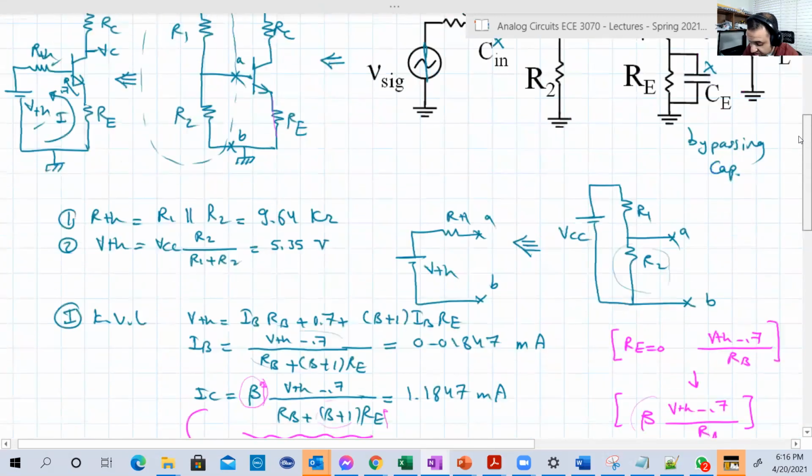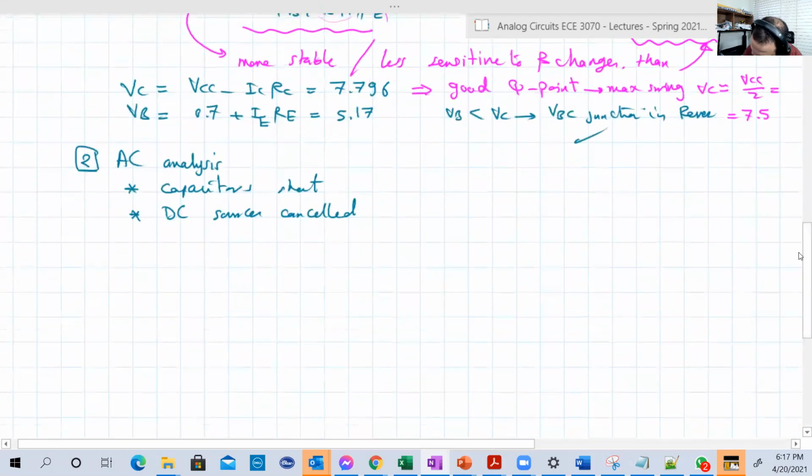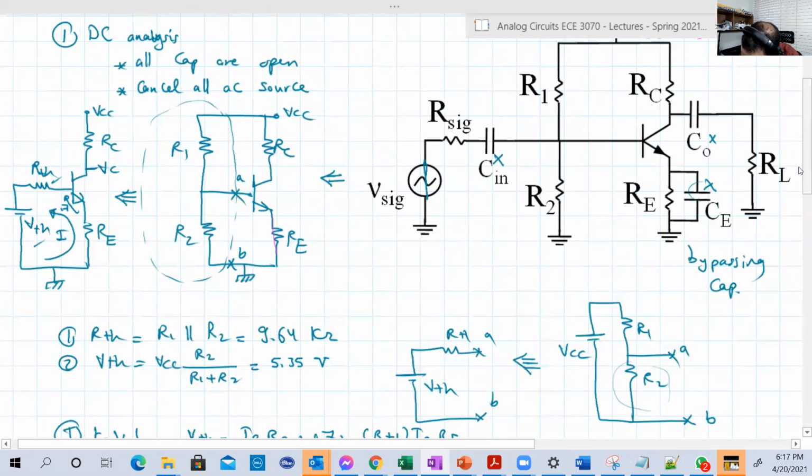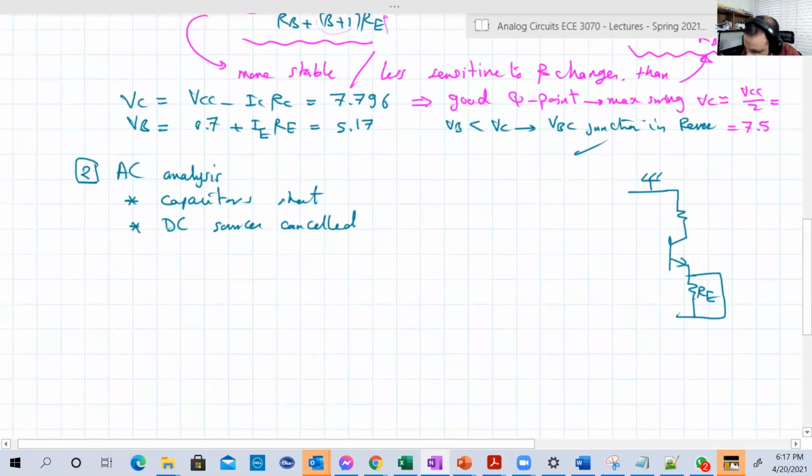Okay, let's draw the circuit after doing that. So we're going to have VCC as a ground. Then the transistor, then RE. Here we have the capacitor shorted. This capacitor, CE, will be shorted in parallel with RE. Then we have R1, R2, R signal, and V signal.